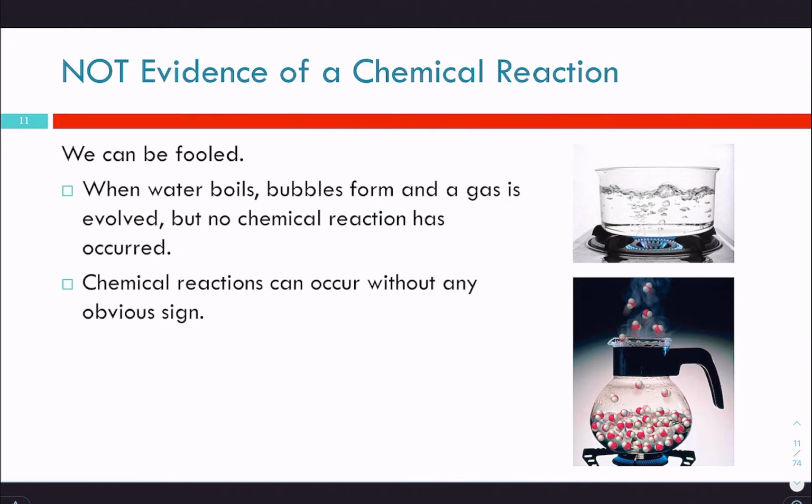You can be fooled, though, just by looking at something. For example, when water boils, those bubbles are not the result of a chemical reaction. We've talked about this. Boiling is a physical process. Also freezing, right? You could freeze water, form a solid from a liquid, but it's a physical process. And then you can also have chemical reactions that occur without any obvious sign, so they can be invisible. Pretty much all the reactions we're going to do in this class are going to have some sort of obvious sign.